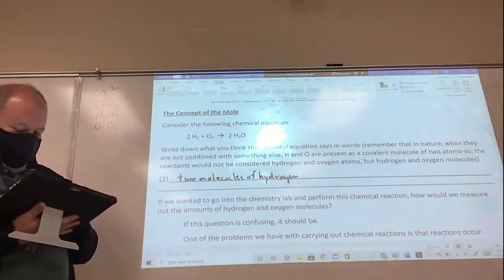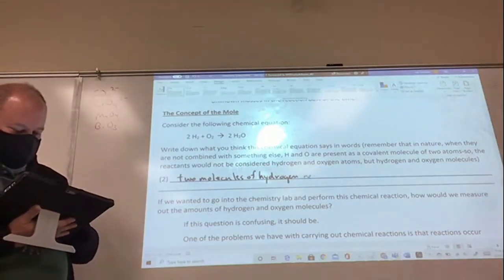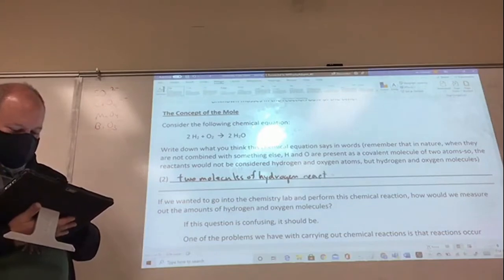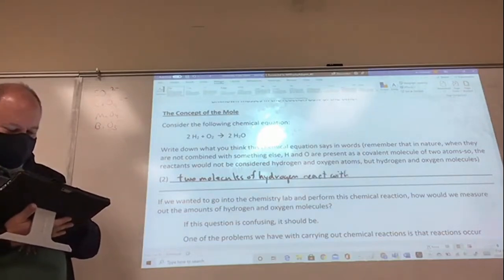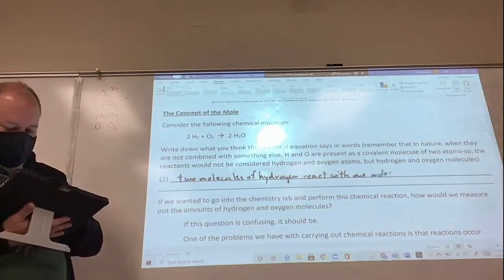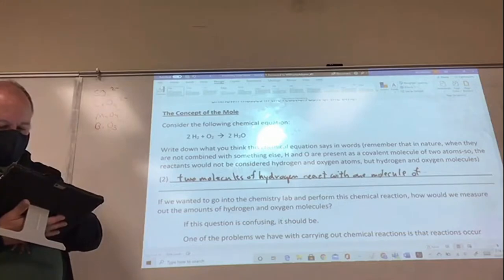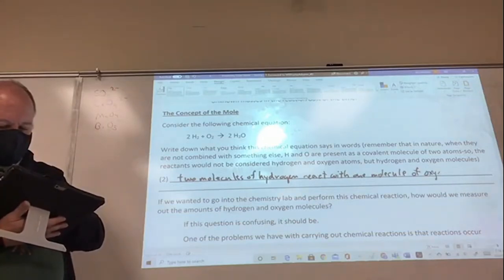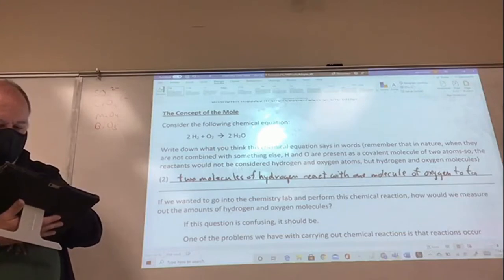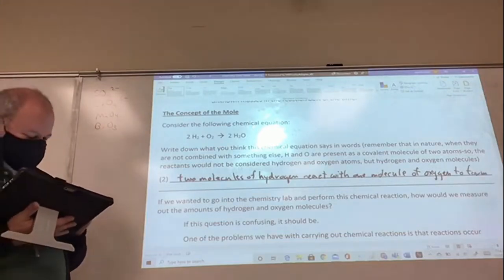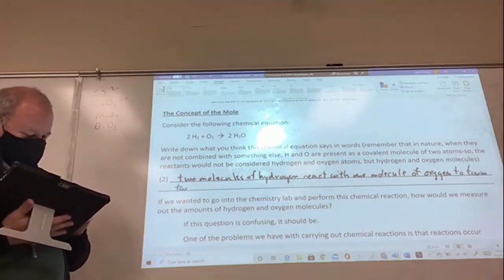Two molecules of hydrogen react with one molecule of oxygen to form two molecules of water.